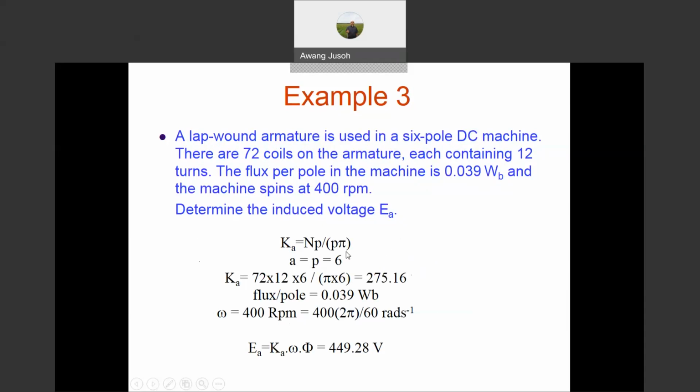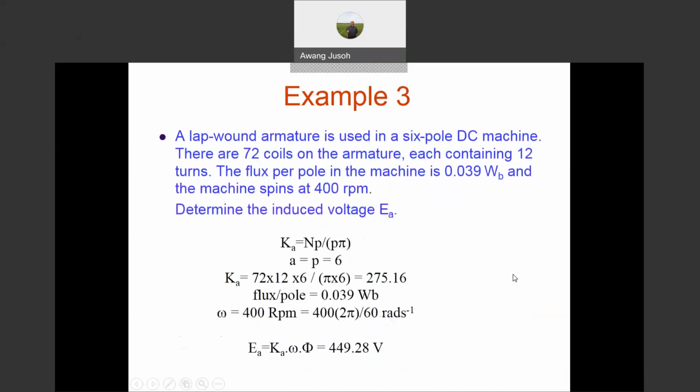Again, first find what? Find the Ka and P over pi. So we know that because this is a lap wound, A equal to P equal to 6, right? And then we can find Ka there. 72 multiplied by 12 multiplied by 6, divided by 6 pi, you got this Ka, and then the flux per pole is given here, then we can find the E there. So E is just Ka times flux times speed. Ka we know, speed changed to radian per second here, and the flux is given here, then we can find the generated voltage in this machine easily. Okay, so this example is very straightforward.